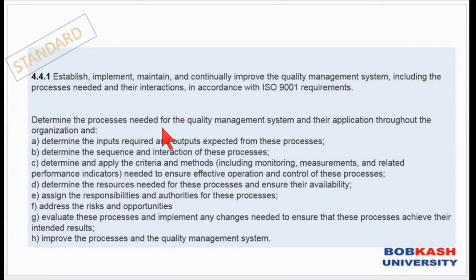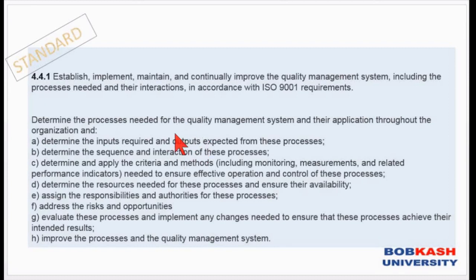So the design of the process will be done in the following ways. To design a process, to determine a process, you have to first do point number A, determine the inputs required for that process and the outputs expected from that process. It's very logical. If I have to determine or design or create a process, I must know what should go inside and what should come out.